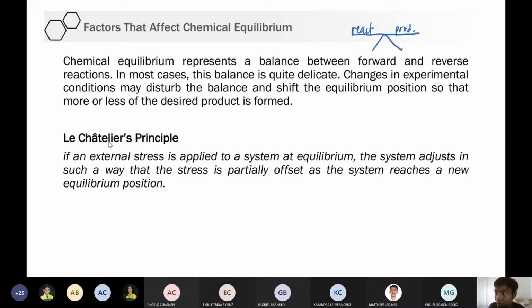Ganyan yung spelling niya talaga. Okay. So anyway, sabi ko kanina, yung balance na to, delicate yan, and that can be re-established. Yun yung concept ni Le Chatelier sa kanyang Le Chatelier principle.